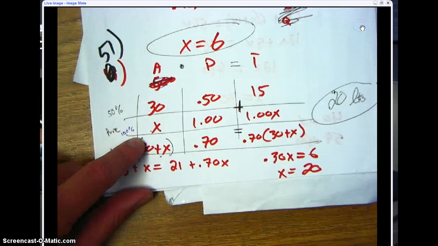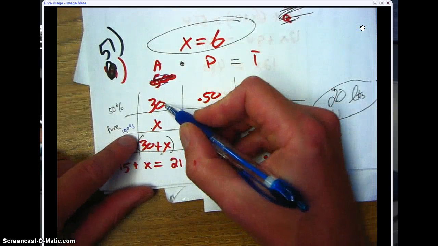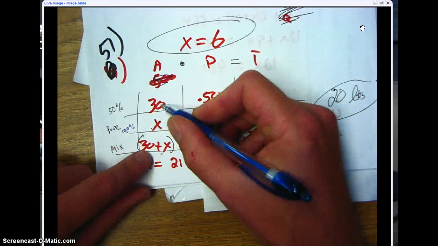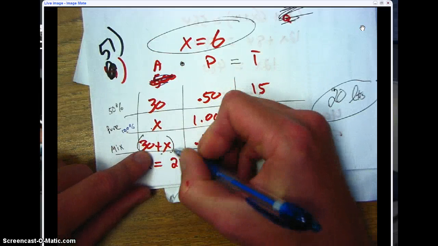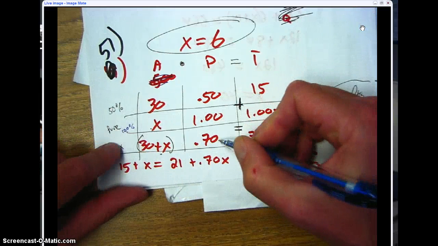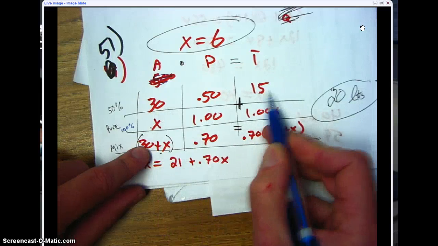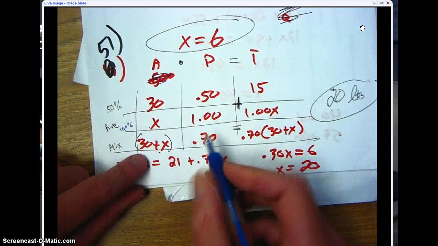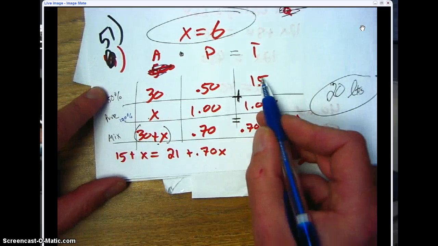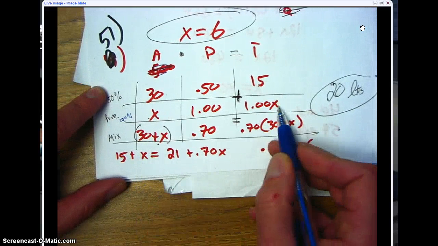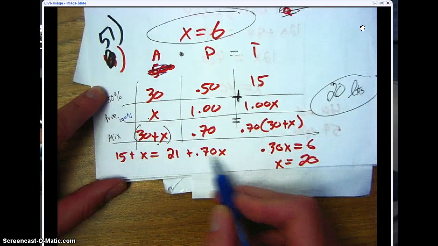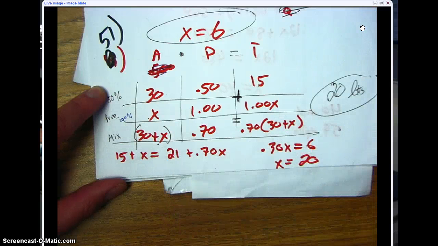Okay? So this column right here, 30 liters of the 50% stuff, I don't know the amount here. And when you mix them together, when you are given one of the two, you add them. This just comes from the percents, 50%, 100%, 70%. Multiply those, you get this. Multiply that, you get that. Distribute that, you get this. And then the equation comes out to be 15 plus 1.00x, which is just x, equals 21, which is that times that, plus 0.70x. Now you have variables on both sides.